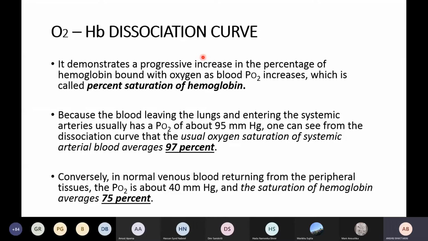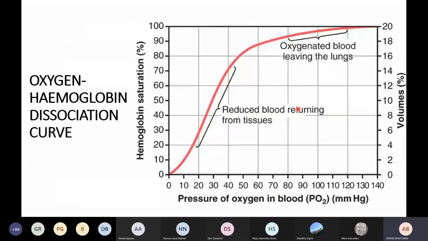Okay, and because the blood leaving the lungs and entering systemic arteries usually has a partial pressure of about 95 millimeter of mercury, you can see that the usual oxygen saturation of systemic arterial blood averages about 97%. Okay, and in normal venous blood, which has a partial pressure of about 40 millimeter of mercury, the hemoglobin saturation of oxygen is around 70 to 75%. Okay, so this is the area of the curve that is operated by the body most of the time.